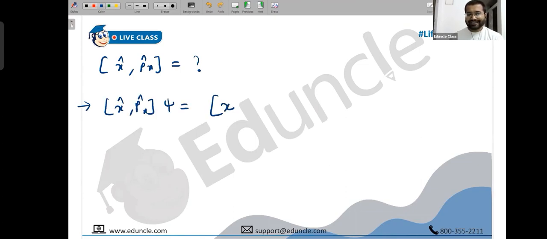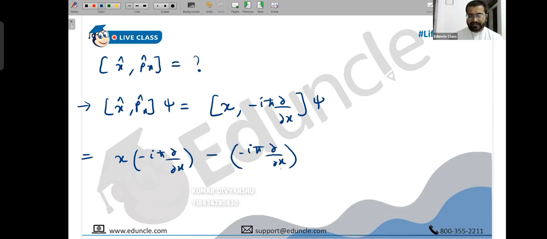Okay, now substitute. What is the operator of x cap? x itself. And what is the operator of p cap x? Minus i h cut dou by dou x. And now open the brackets. A comma b is ab minus ba. So that's ab minus ba. Take care of the minus of minus ba.